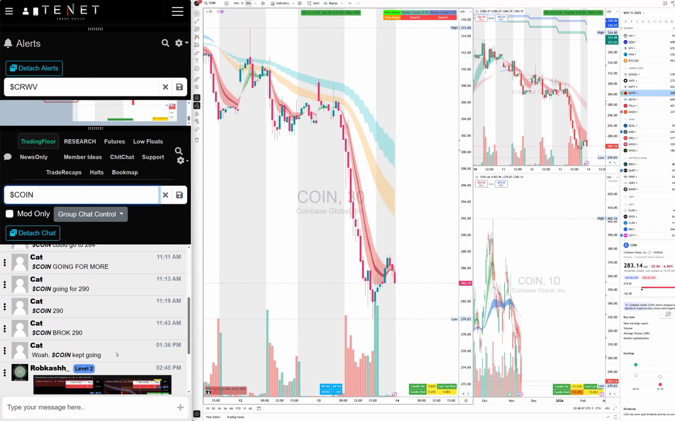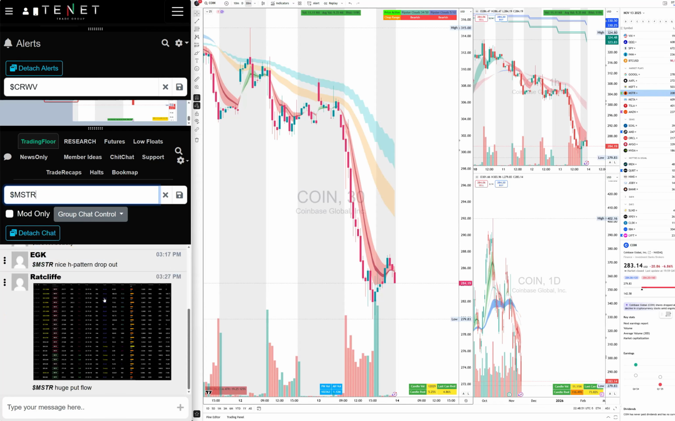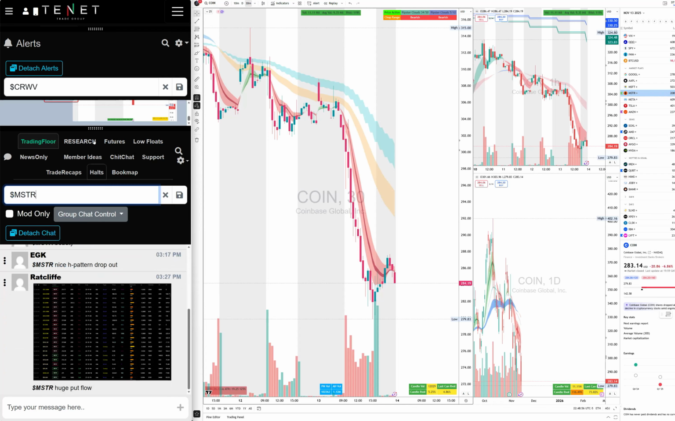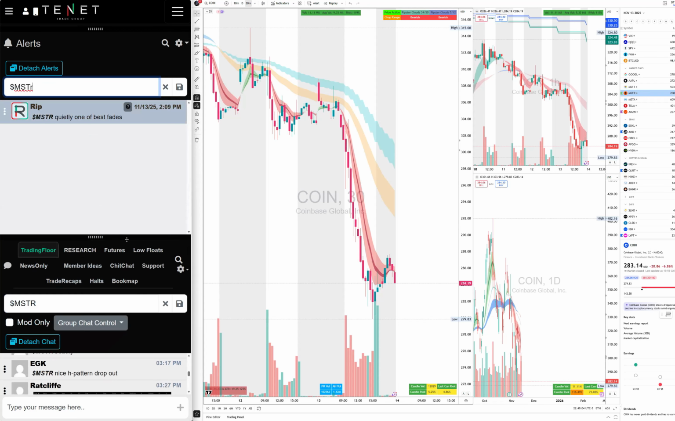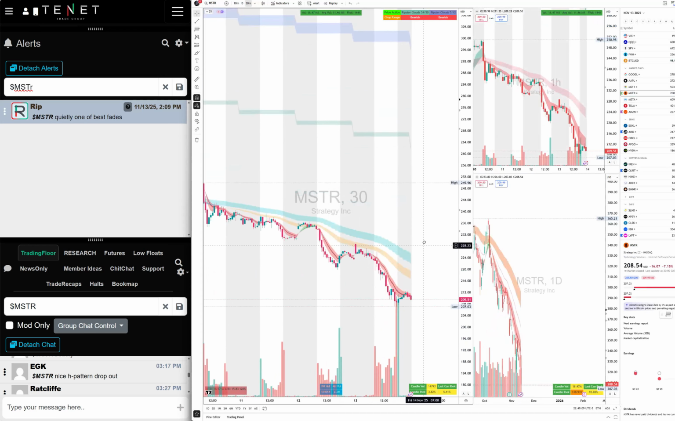Cat was short all day. Good guidance by Cat on Coin. Robocash was short. So was MSTR. Beautiful fade on both those names, Coin and MSTR. Again, Bitcoin is dumping, and that's how you trade these setups. You just use Ripster Cloud, short them, and that's it, right?